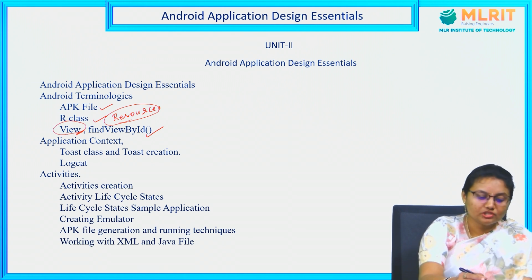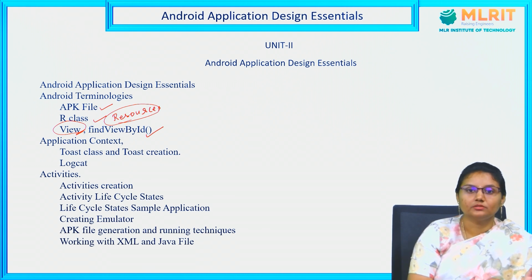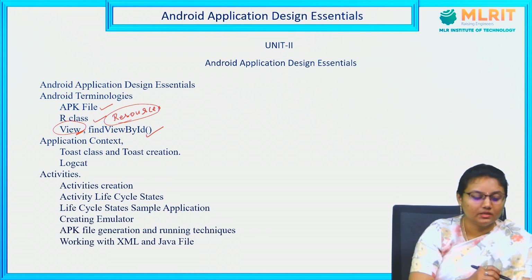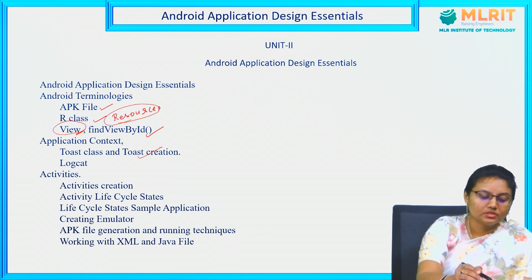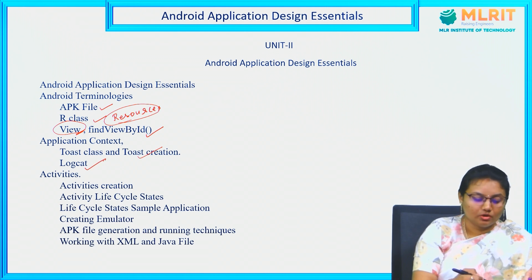And application context: we need several contexts to display messages and to show what is happening in between the applications, like there is a log about that. That will be Toast. Toast is nothing but displaying a message for a particular time. It will display the message and then it will disable. Logcat is where it displays all the logs.